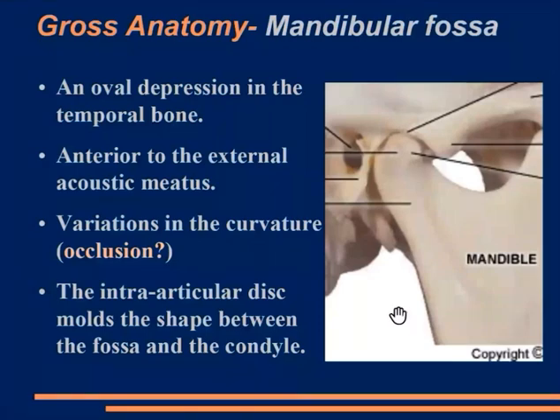The mandibular fossa is an oval depression normally found in the temporal bone, just anterior to the acoustic meatus. We have some variations, as we've said, according to occlusion of the teeth. The intra-articular disc molds the shape between the fossa and the condyle, so it has the same shape as the upper fossa and lower condyle.